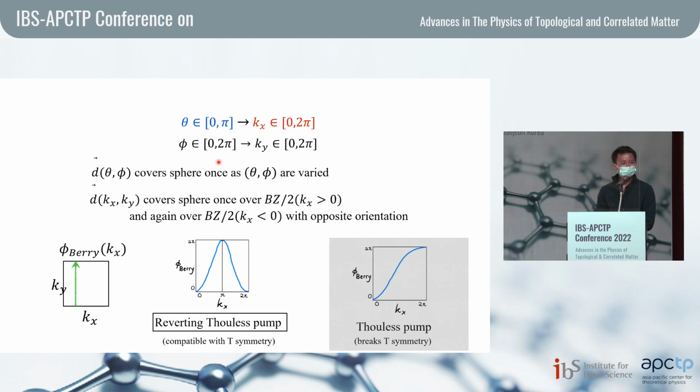Okay, I like to call this the reverting Thouless pump because, in analogy with the original Thouless pump, right? So in the original Thouless pump, you have to break time reversal symmetry, and then you have this winding over the full period of your Brillouin zone. But here, you have this advance. You advance by 2 pi over half a period, and then you revert back to the original value. Hence reverting Thouless pump. And this reverting Thouless pump is compatible with time reversal symmetry.